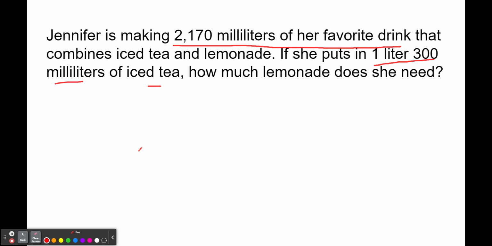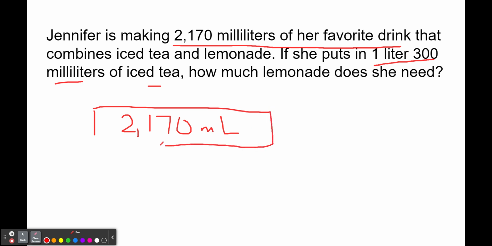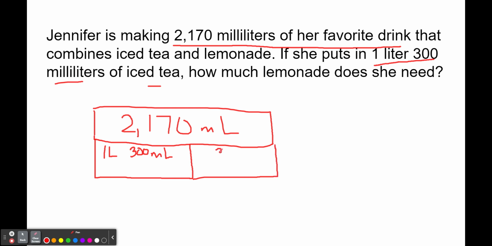So she is making 2,170 milliliters of her favorite drink. That's how much she's making. And it's going to be combining iced tea and lemonade. We call these Arnold Palmers. I really like these drinks a lot too. So she is going to put in 1 liter and 300 milliliters of iced tea. How much lemonade does she need to put in?